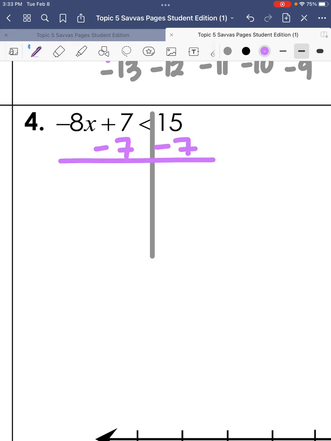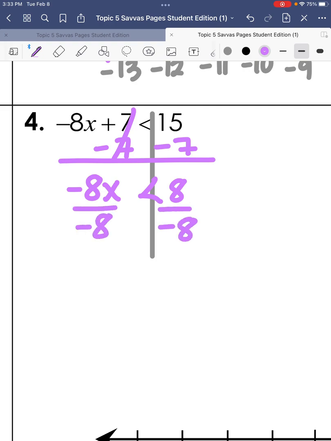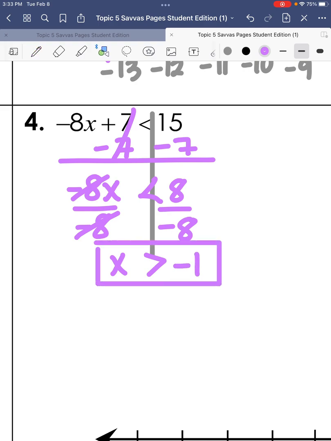Now on the side with the x, my 7's cancel out, and I'm left with -8x. Now there's no reason for my sign to change, so it's going to stay less than. And on the other side, 15 minus 7 is 8. Now to get that x by itself, I'm going to divide by -8 on both sides. I'm dividing by -8. What has to happen? The sign has to flip. So now it's going to be greater than. On the side with the x, my -8's cancel out. X comes down, it's by itself. On the other side, 8 divided by -8 is -1. So x is greater than -1 is our solution.